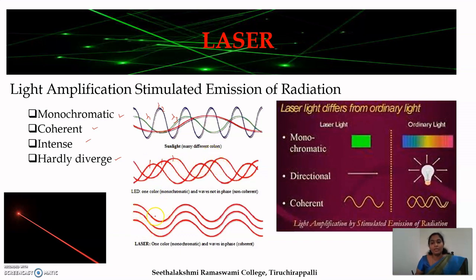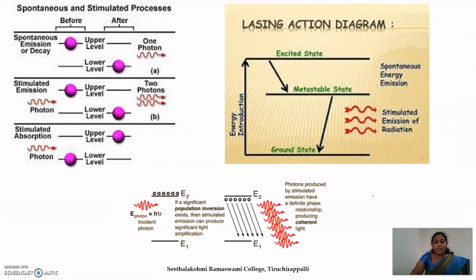Whereas in the case of laser, from the source to the destination, the wavelengths are the same. I mean, they are monochromatic and they have the same phase and the same amplitude. And this diagram is going to tell you the difference between the laser light and the ordinary light. The laser light is monochromatic, whereas the ordinary lights have different wavelengths. They are called polychromatic light, and they are highly directional, whereas in the case of ordinary light, the photons are emitted in different directions and they are not coherent, whereas the laser lights are coherent in nature.